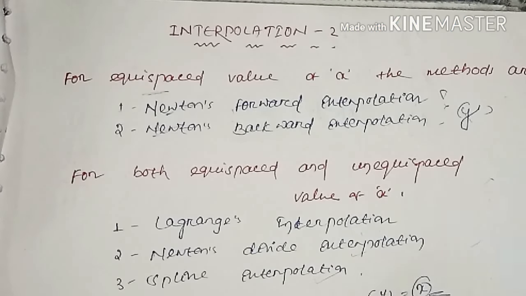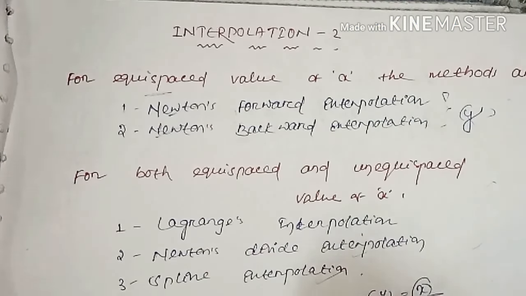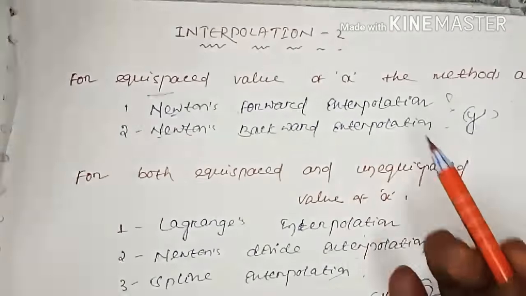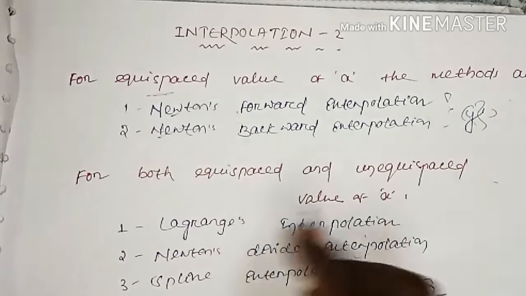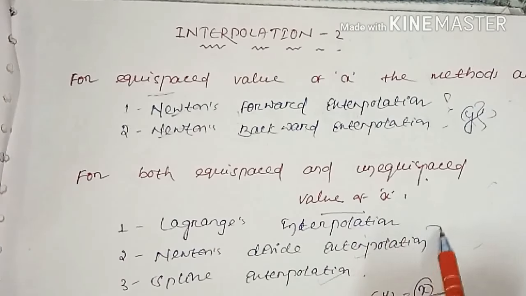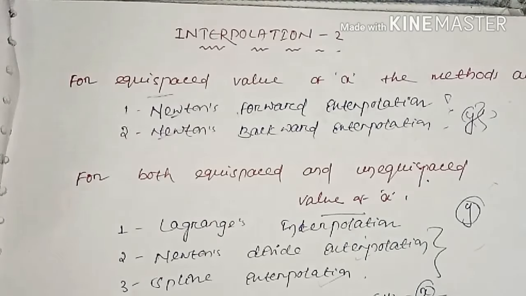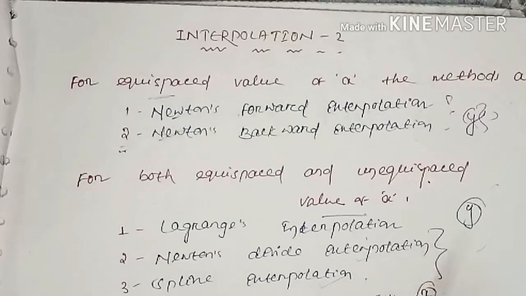Welcome to the second lecture of interpolation. In this lecture, we will discuss for equispaced value of x, what are the methods, and for both equispaced and unequispaced value of x, what are the methods to find out the y, and some of the important operators which will be used to find out this Newton's forward and backward method.